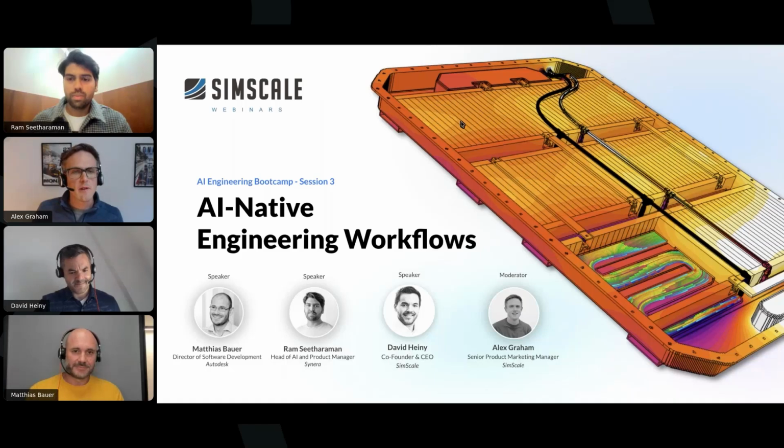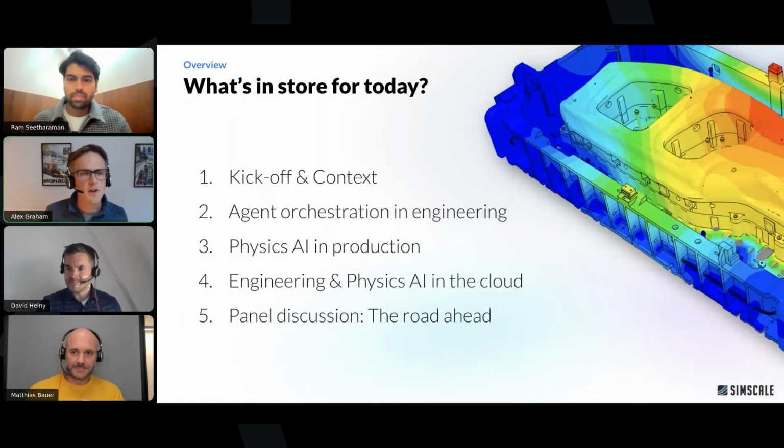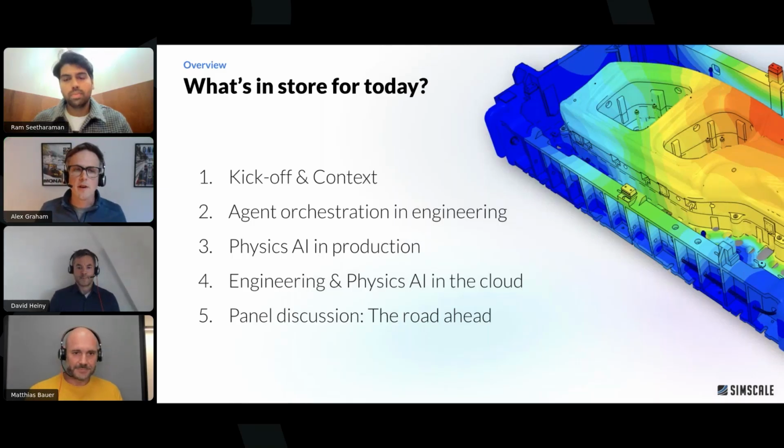Just before we get going, I'm going to show you a quick outline of what we're going to go through today. Firstly, we're going to kick off the session with a bit of context from David. Then we're going to go straight into the presentations. We're going to hear first from Ram on agent orchestration in engineering. Next, we're going to hear from Matthias about physics AI in production. And then David is going to come back and talk about engineering and physics AI in the cloud. Then after that, we have the panel discussion, which we're all looking forward to.